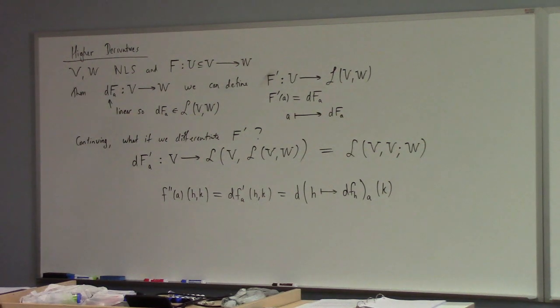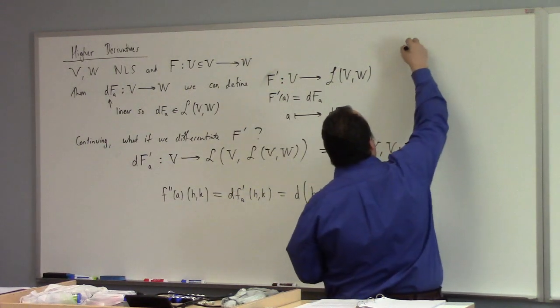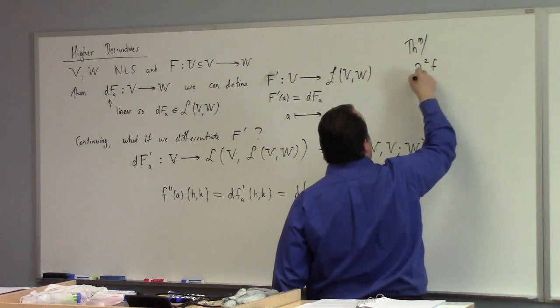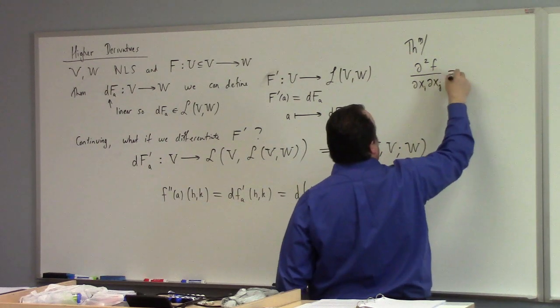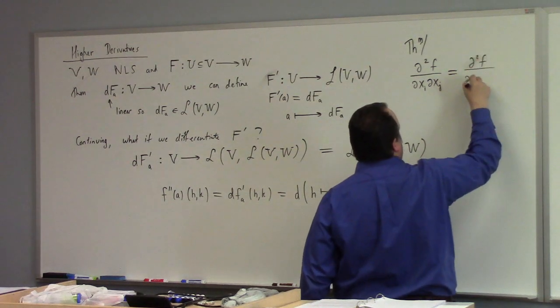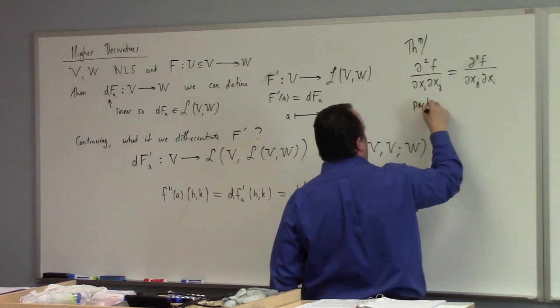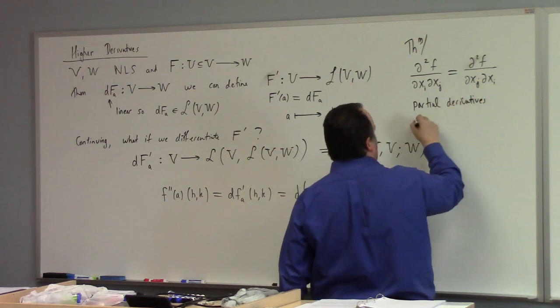Now, the one thing I probably should prove in here, but I think I've done enough proofs so far, so I'm just going to claim that this is true if you don't mind. The main theorem we need about higher derivatives is just this: partial squared f over partial x_i partial x_j is equal to partial squared f over partial x_j partial x_i. In other words, partial derivatives commute.